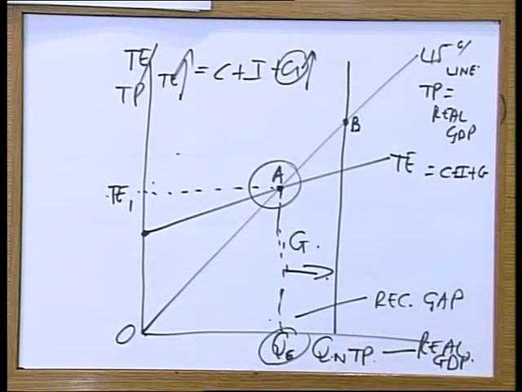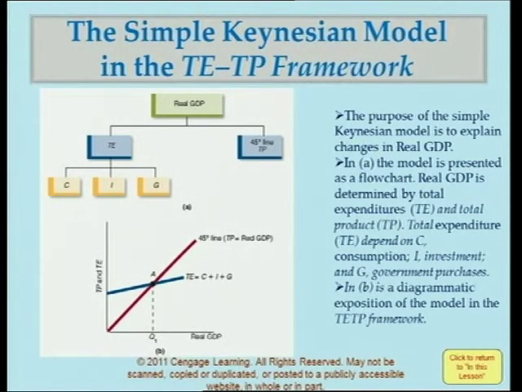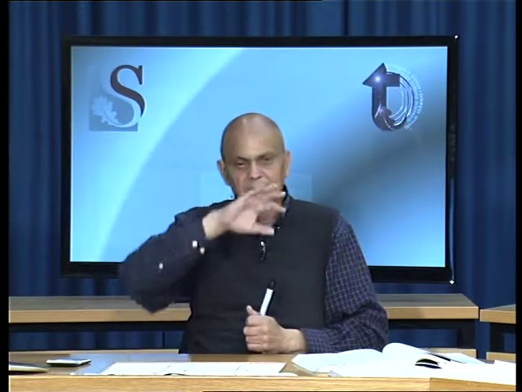So this is basically the flow chart of the simple Keynesian model in terms of the TE-TP framework. It shows the reason why the government wants to intervene in the economy and stimulate aggregate demand or total expenditure, so that there can be an increase in the real GDP. If there's an increase in the real GDP, economic growth will take place, and if economic growth takes place, unemployment will come down. That is what the Keynesian model is trying to illustrate, but the focus in the Keynesian model is on government expenditure to do that.